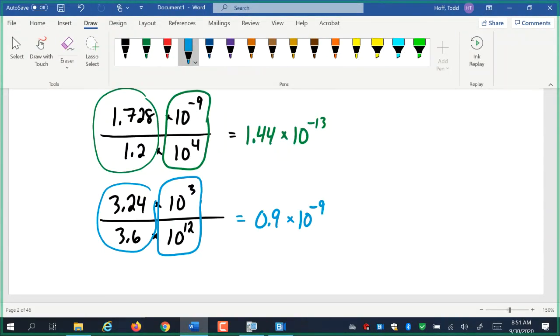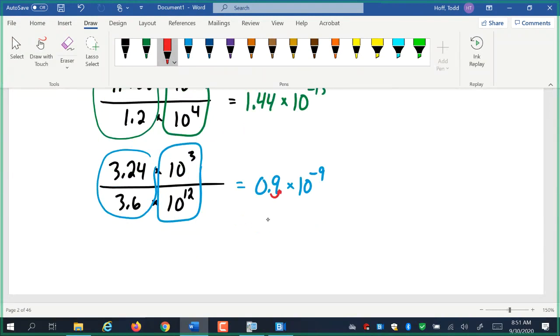Now, this is improper scientific notation again. There's only the 0 in front of the decimal point. We have to have one non-zero digit in front of the decimal point. So I'm going to move it over to make this 9. The number got larger, so the power gets smaller. So negative 9 minus 1 is a negative 10. So that is 9 times 10 to the negative 10th.